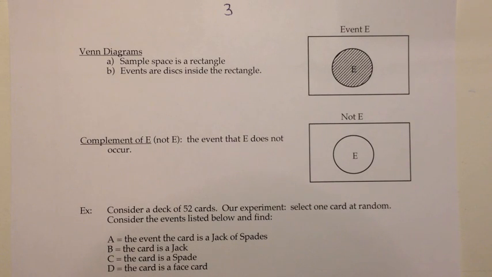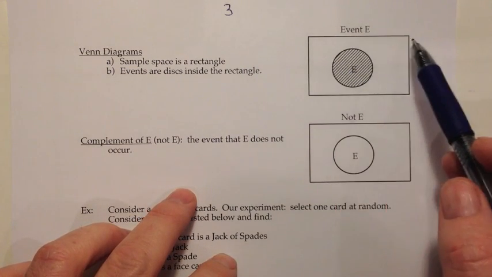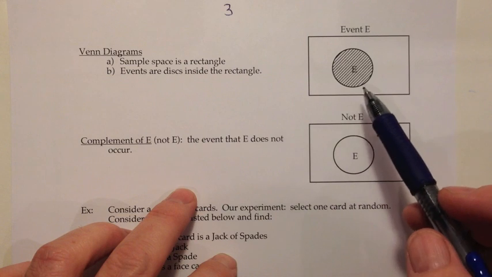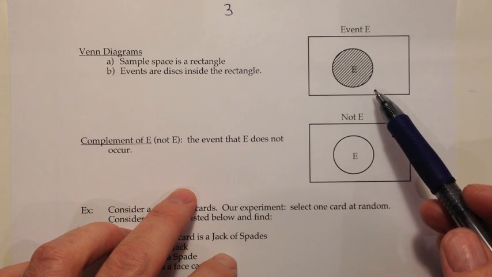Continuing on with section 5.1, we just mentioned that sometimes a capital letter is used to represent an event, and we talked about sample space and events. And now we're going to look at Venn diagrams. A Venn diagram is used to illustrate sample spaces and events within them. When you're doing a Venn diagram, the sample space is represented by the rectangle, and the events are shown as disks inside of the rectangle.